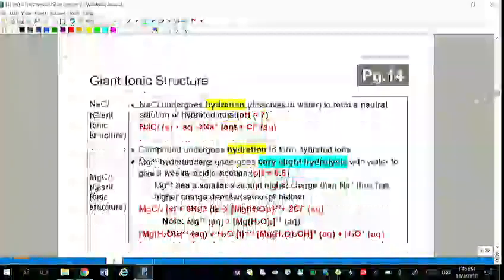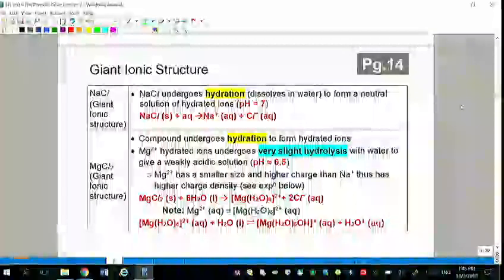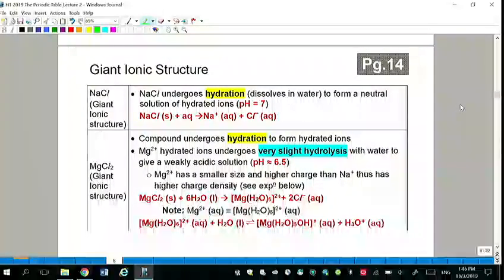So recognize that hydration is simply your water molecules surrounding your ions. Sodium chloride undergoes hydration to form a neutral solution. It will form Na+ and Cl-. So the solution is actually at pH equal to 7.